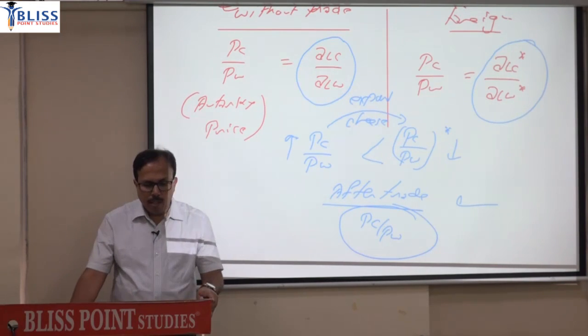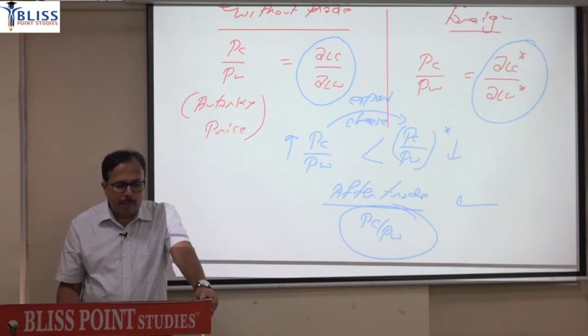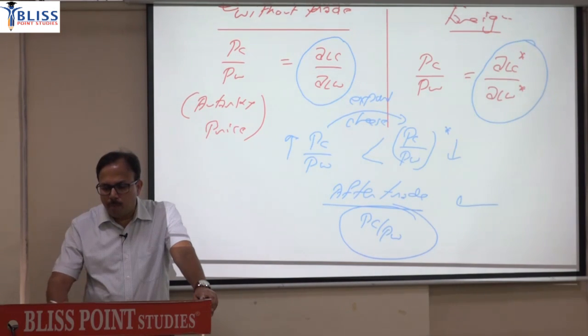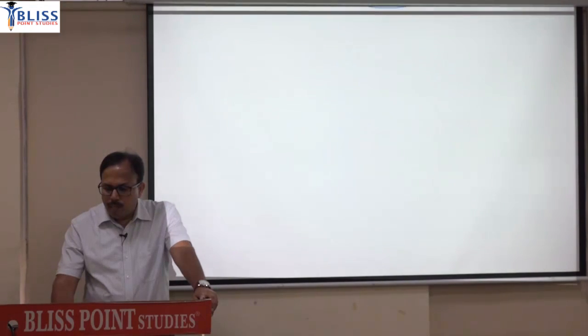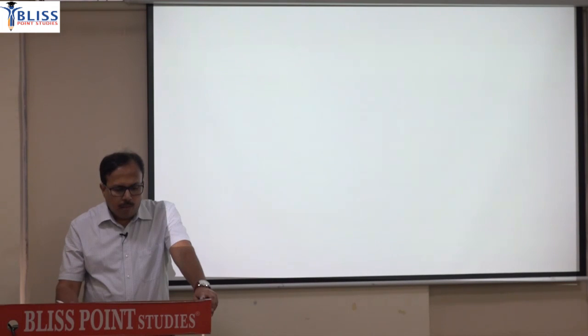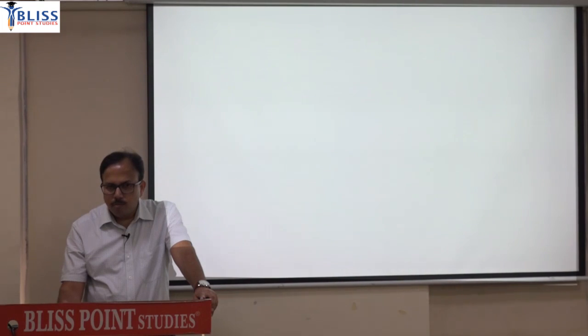Determination of equilibrium relative price can be explained by using world relative supply and world relative demand.